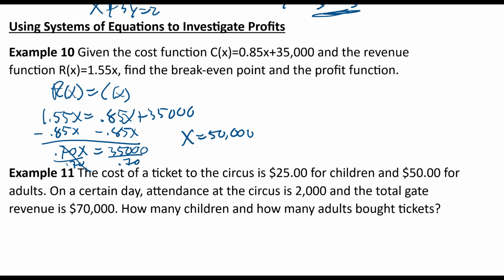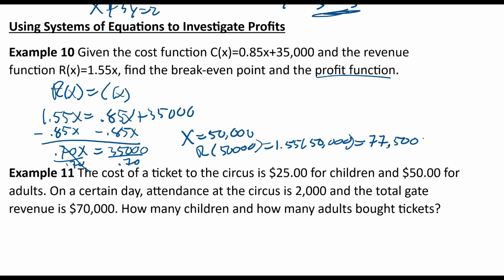Now our profit function, I guess we can figure out what is the revenue. So R of 50,000 is going to be 1.55 times 50,000, and that would be 77,500.